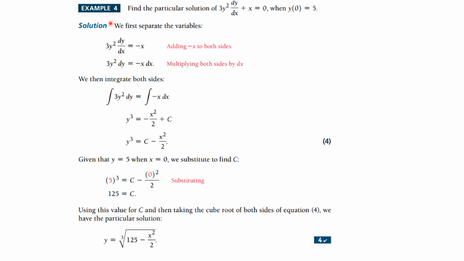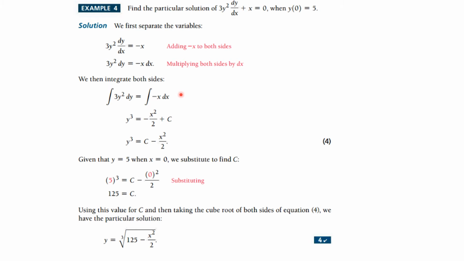All right, here in example 4 then, we're to find a particular solution of this differential equation. It's a particular solution because we have an initial condition which allows us to find what the constant is. So first, we're going to algebraically separate the variables. So what we can do is add minus x to both sides, and then we can multiply both sides by dx. Now we have 3y squared dy is equal to minus x dx. These are just y's, these are just x's, so this is a separable differential equation, and we've separated the variables.